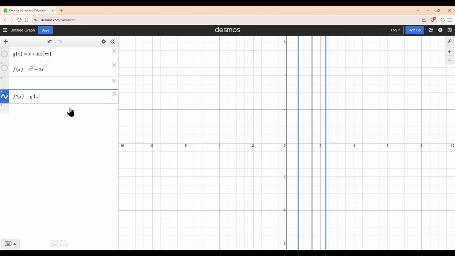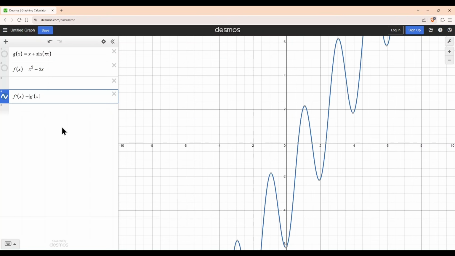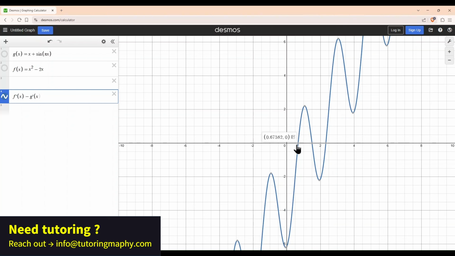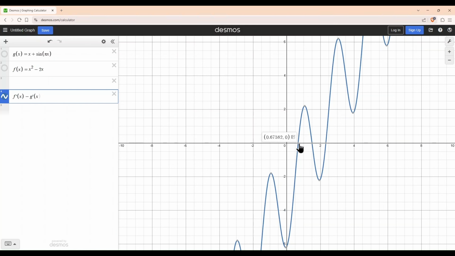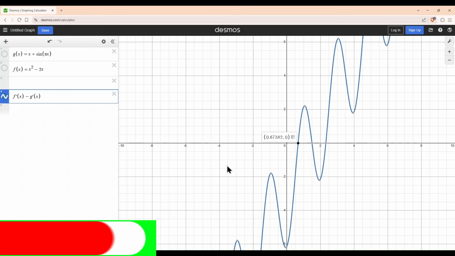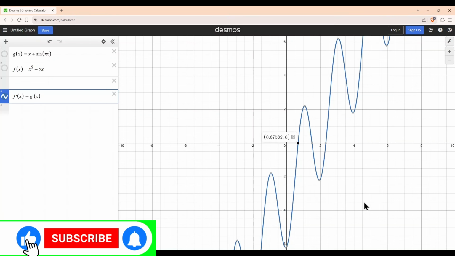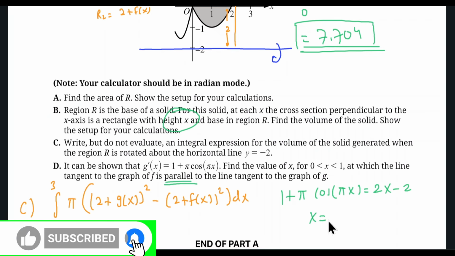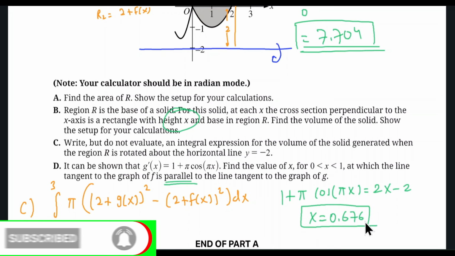Like I said in FRQ 1 as well, avoid typing equations because it gives vertical lines. Rather, convert this into expressions. So bring g prime to the left side, and there you go. These are your answers. Remember that our answer should be between 0 and 1. So I'm going to say that 0.676. That's my answer. So I'm going to say that the value of x is 0.676.